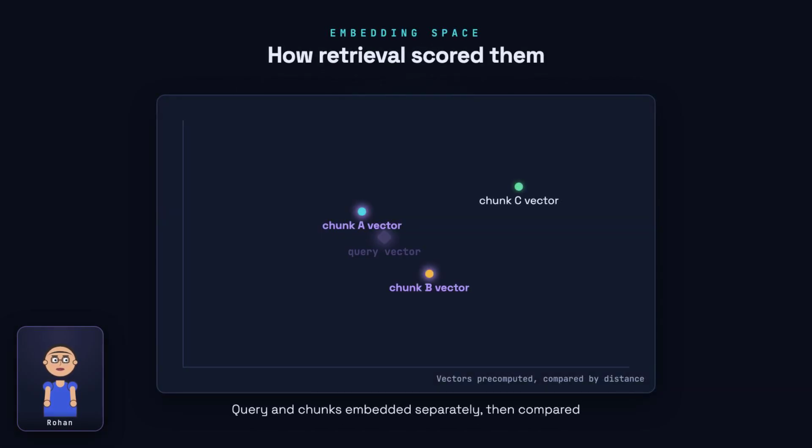It's worth seeing how retrieval scored things. This is a bi-encoder. The query and every chunk are turned into vectors separately, ahead of time, then compared by distance. Fast and cacheable, but the query and chunk never actually look at each other. That's the limitation the reranker fixes.